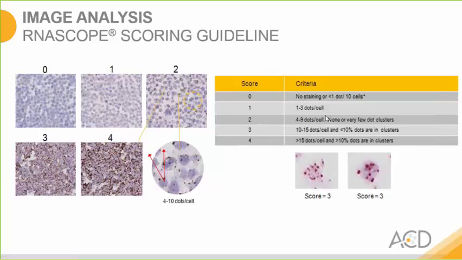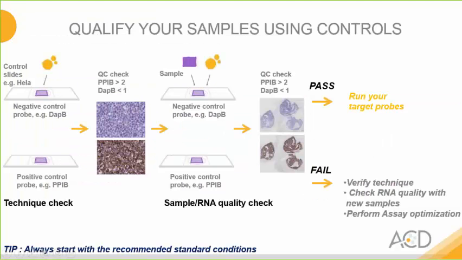So for example, if you have 4 to 9 dots per cell and none or very few dot clusters, we'll assign a score of 2. So the first step is to perform the assay with control slides and using control probes. This is a technique check to make sure the assay flow steps are working. And if your negative control is clean and your positive control PPID signal is as expected, then you can move on to your own tissue, again using the control probes.